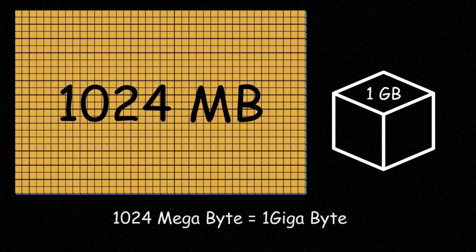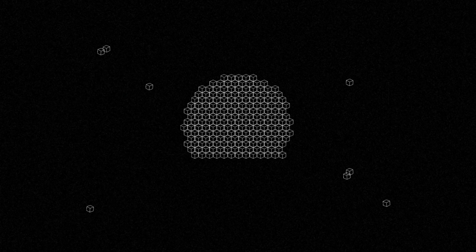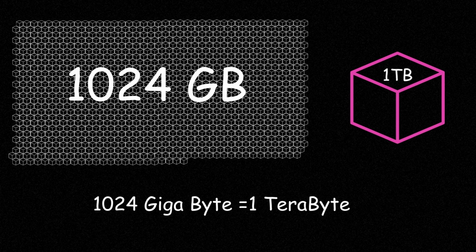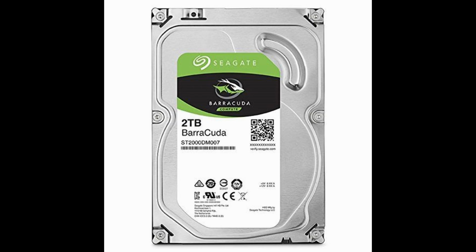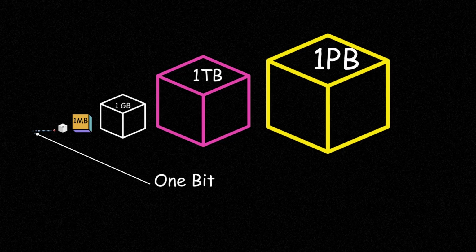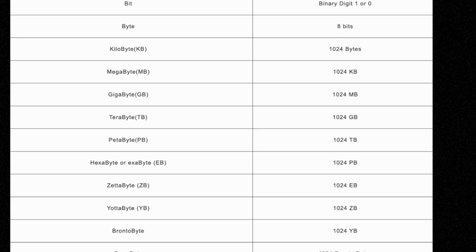Now if you take 1024 megabytes, you get a gigabyte. A DVD can hold 4 to 8 GB of data. Similarly, if you take 1024 gigabytes, then you get 1 terabyte. A hard drive's capacity is around 1 to 3 terabytes nowadays. I'm not a pro in animation, but I hope you get the idea from this chart.